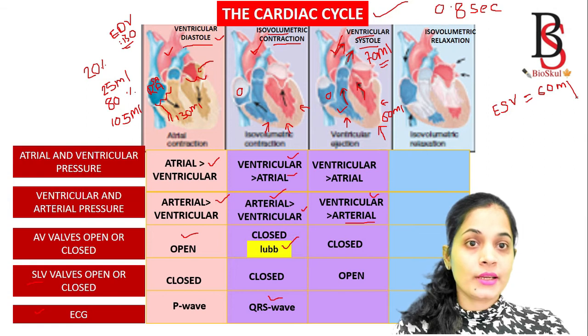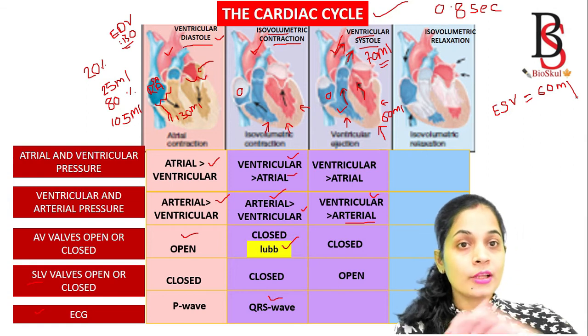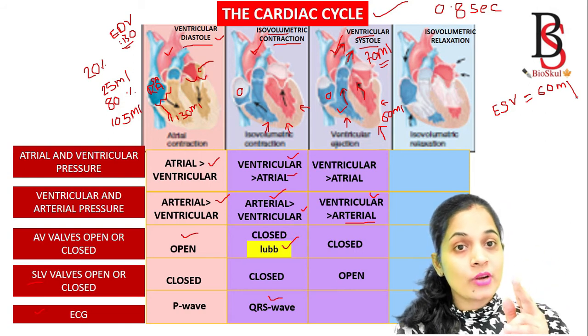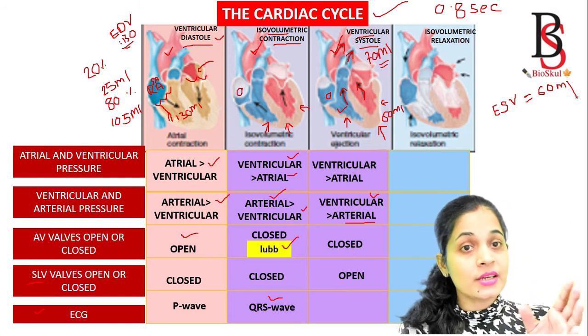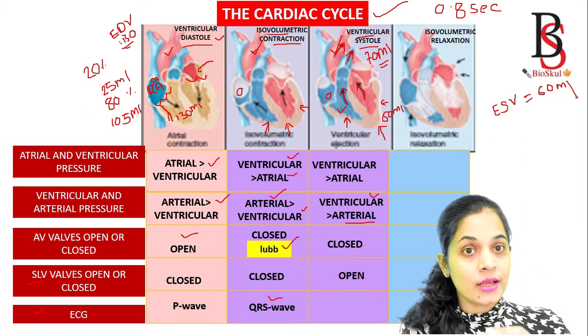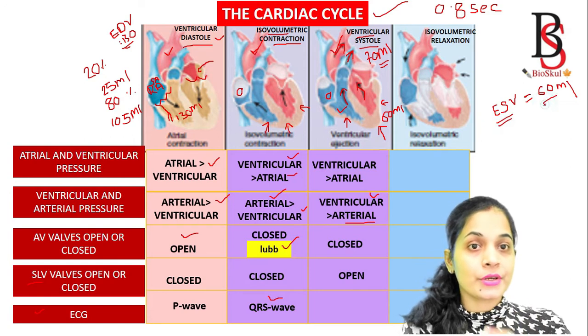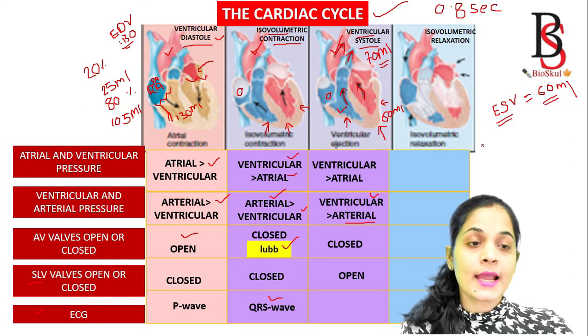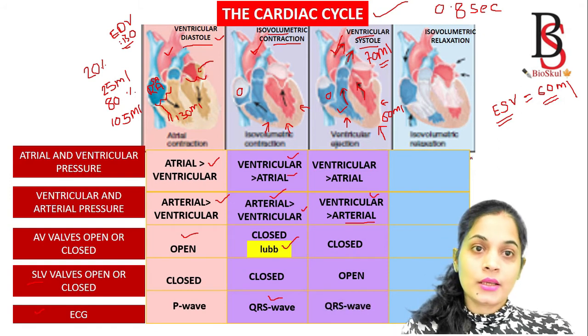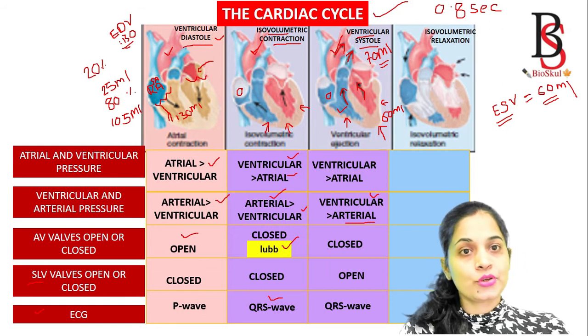During the ventricular ejection phase, not all the blood is ejected out. Only 70 ml of blood is moved out from each of the ventricles, but 60 ml of blood still remains in the ventricle. That amount of blood that remains in the ventricle at the end of ventricular systole is known as end systolic volume, which is 60 ml. And during this phase, it will also form the QRS wave in the electrocardiogram.